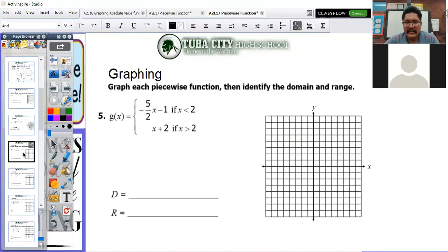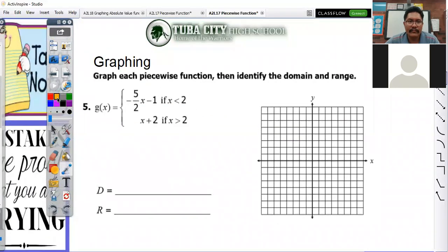We have another set. In this case, my boundary is at 2. So I'm going to go ahead and mark out my boundary, and this one's +2. And I'm going to just graph it. Now, this is, again, y equals -5 over 2x minus 1. So let's go ahead and graph it. Start with the y-intercept at -1, and then down 5 over 2.